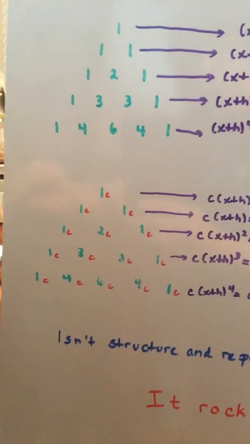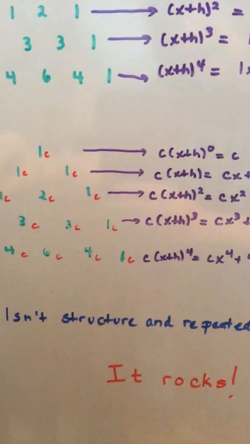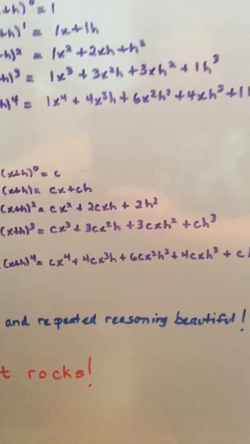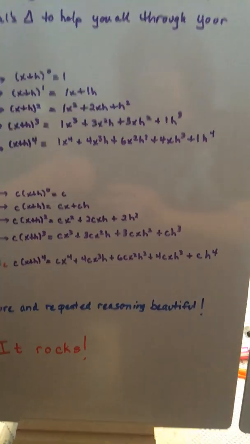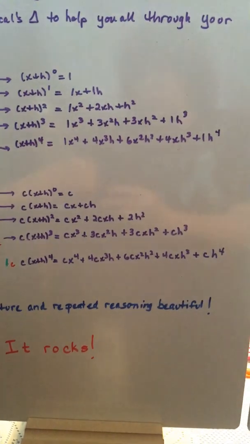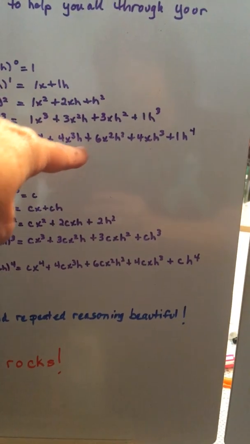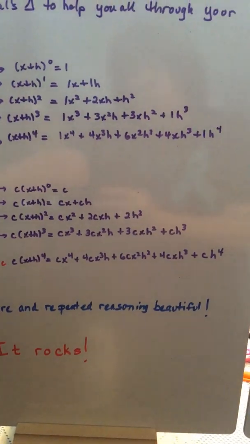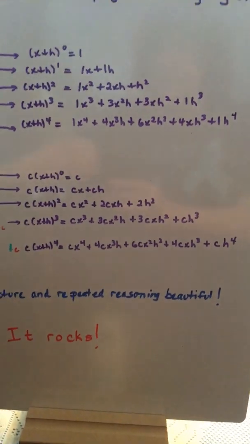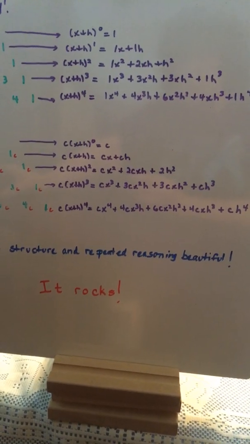Now, for those of you that really buy into pattern, what if there's a constant there? It's a constant times. All that you do to what we have above is multiply by a c. So if you're multiplying by 2, you just make sure that you do what's above times 2. So the 1, the 4, the 6, the 4, the 1 would become a 2, an 8, a 12, an 8, and a 2. Yes, that's it, folks. Isn't structure and repeated reasoning beautiful? It rocks for us mathematicians.